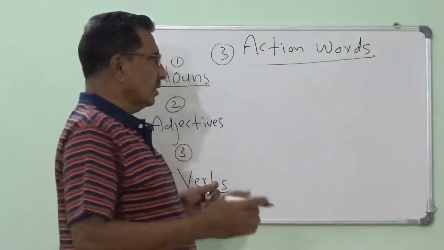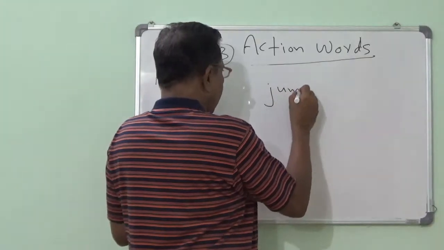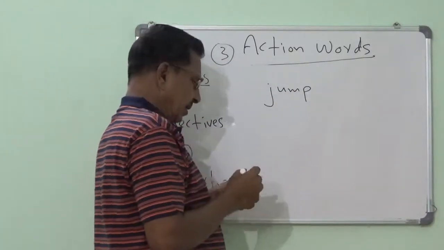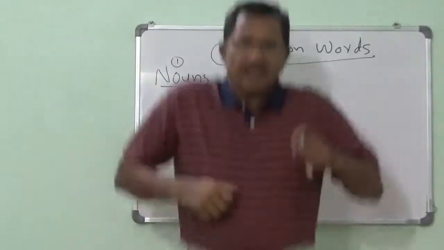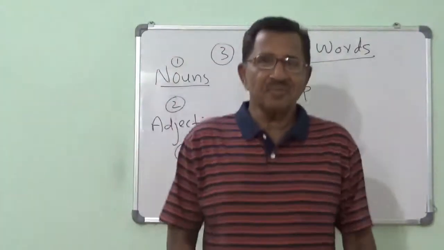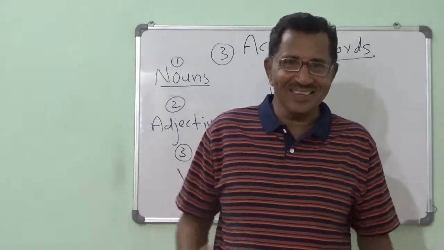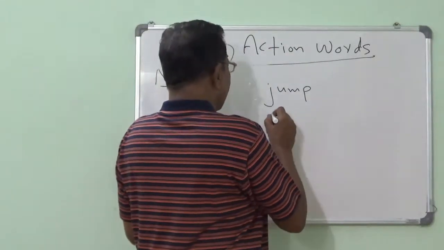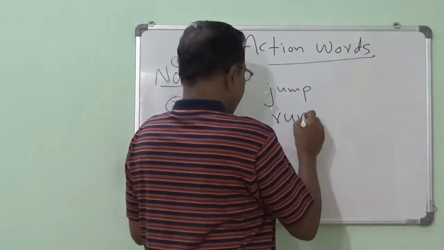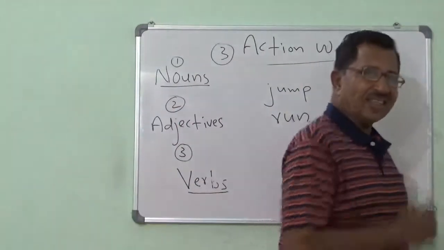So you just think of it like this. Jump. J-U-M-P. Jump. So there's an action. See? This is jumping. Action. Did you see that? You can also do that. Another word you can see, run. You have seen running, no? It's running.